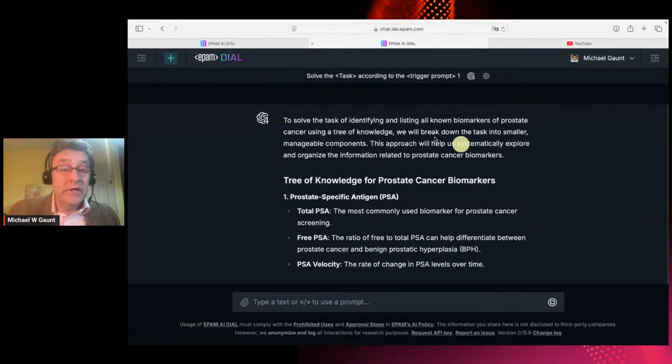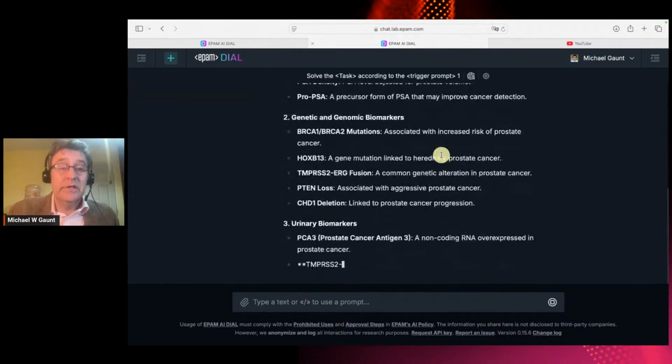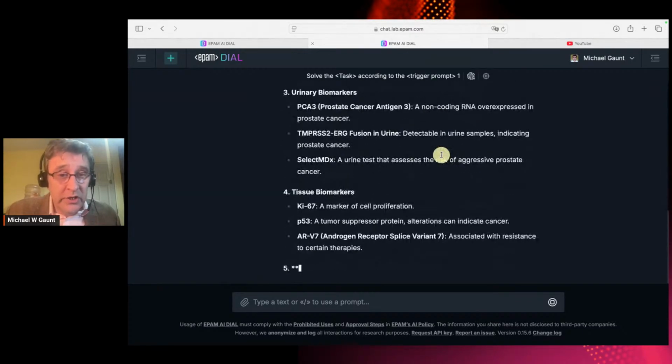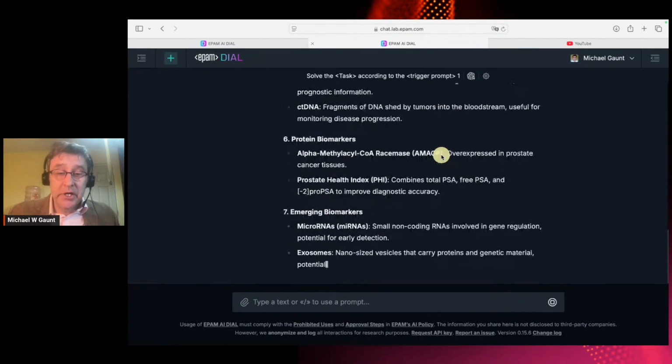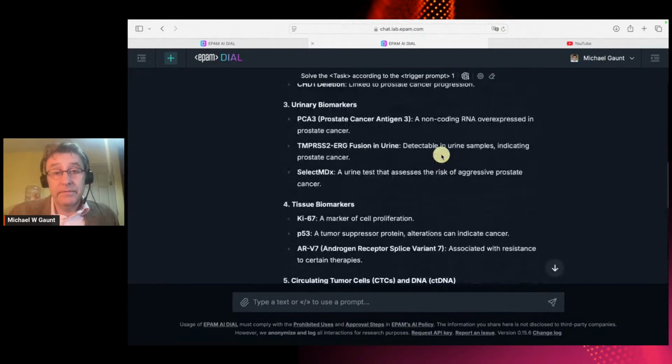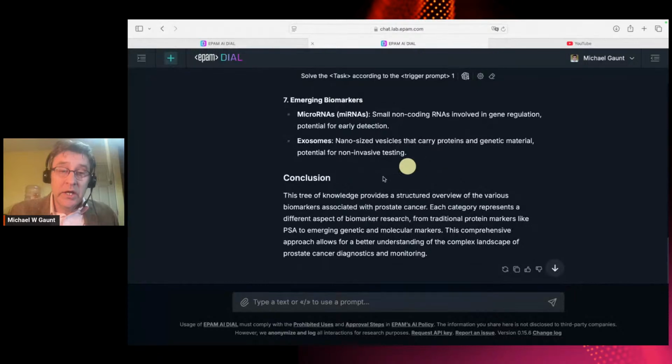Okay, let's have a look. So GPT knows what a tree of knowledge is. This prompt shouldn't really give a good response, but with this trigger prompt, it's given a very detailed response. And let's see how many biomarkers it gives us. Okay, on this query, it's given 7 biomarkers. And it's even given a clear detail about what a tree of knowledge is. So it actually knows what the tree of knowledge is. So I guess it's not really my discovery, it's already there. Tree of knowledge provides a structured overview of various biomarkers associated with prostate cancer. The categories represent different aspects of biomarker research, from traditional biomarkers like PSA to emerging genetic markers and molecular markers. Okay, so it's a comprehensive overview.